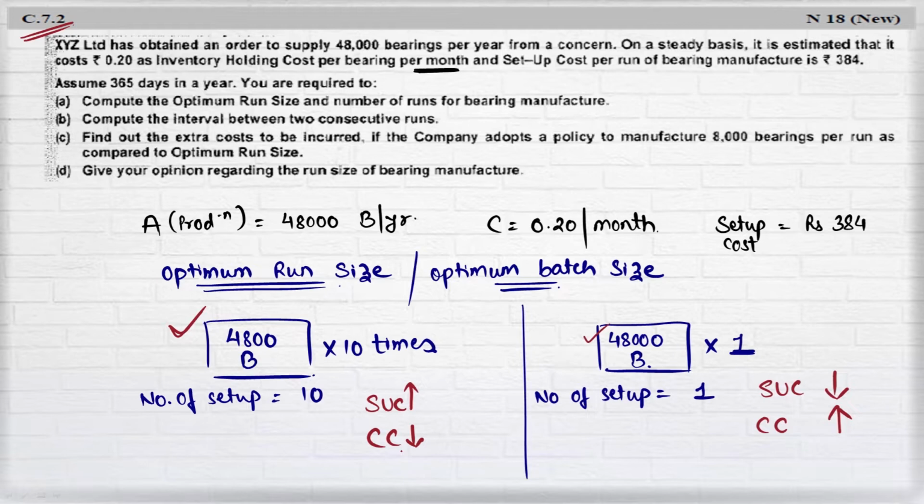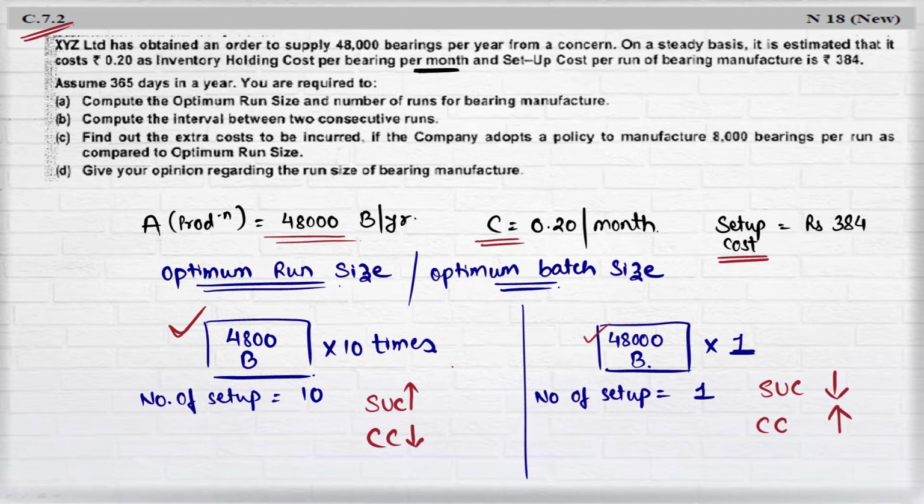We were purchasing the raw material. How much raw material was required per annum? 48,000. What was carrying cost per unit per annum? C. What was ordering cost? Here there will not be ordering cost. Here will be setup cost.